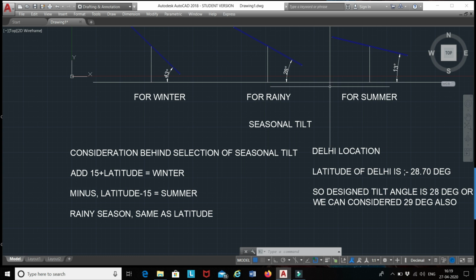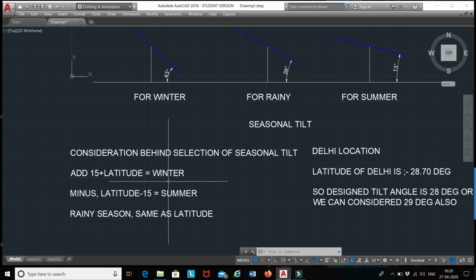If we want to utilize maximum sun radiation, then we can design for seasonal tilt also. We can vary the tilt angle season-wise and convert maximum sun radiation into electricity. So how can we design the seasonal tilt angle? Now you can see here the design selection of seasonal tilt. This is the thumb rule.